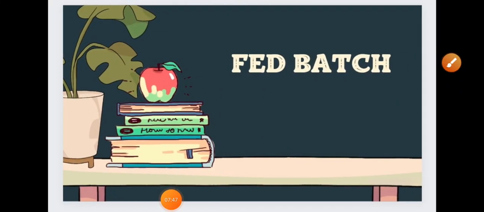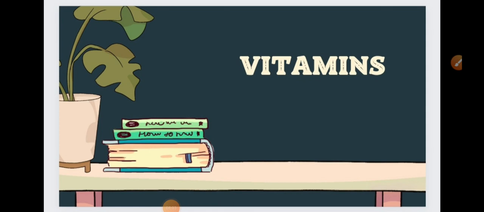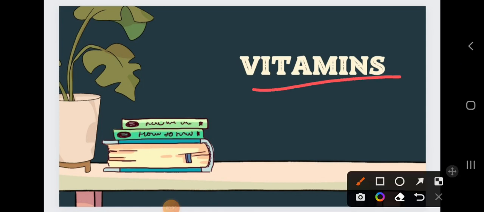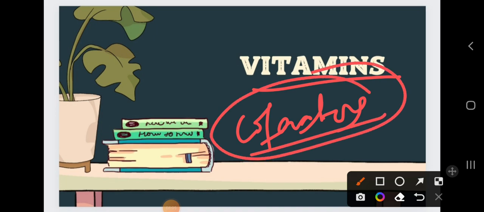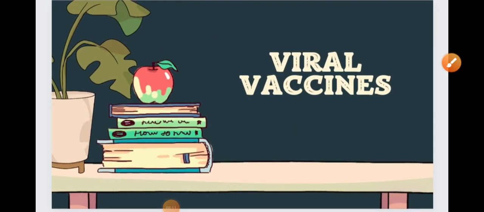And then comes a question from fed batch culture. Fed batch culture, if you're from an engineering background, that is from a biotech background, then it's fine for you. Otherwise you need to know what are these cultures, what is fed batch, what is continuous culture, what is discontinuous. Discontinuous I think doesn't exist, but what are these cultures. And then comes vitamins. You need to study about the cofactors. Okay, this is very important, this is very common and very important for your exam.